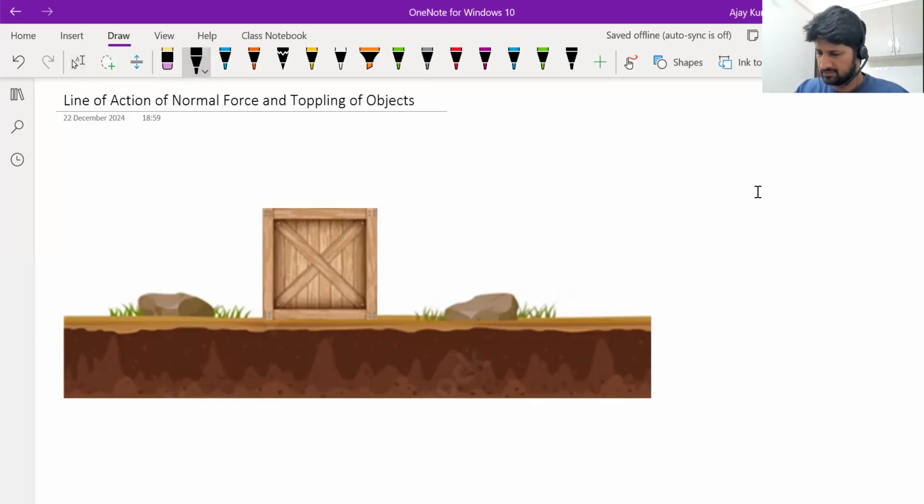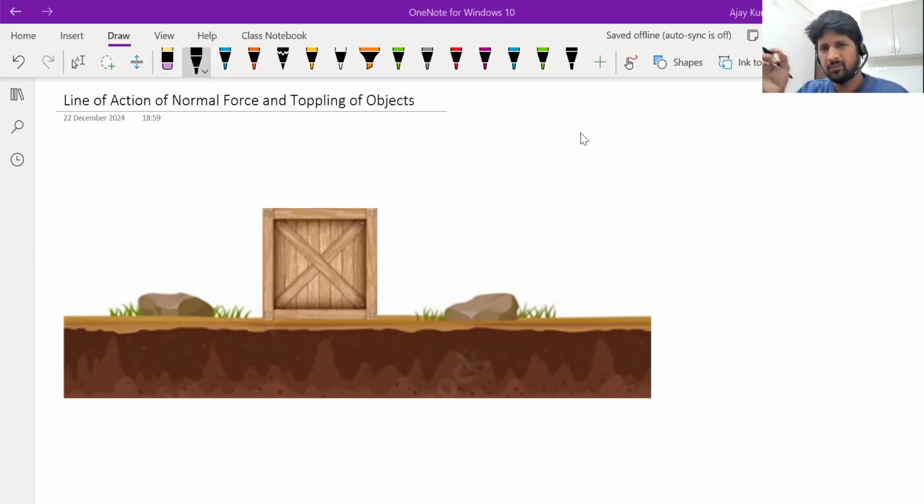Consider this system. There's a box placed on a rough horizontal surface. The block is in equilibrium. One of you tell me what all forces act on this block. Assume its mass is m, so what all forces act on it? Weight and normal. mg and normal force, correct.